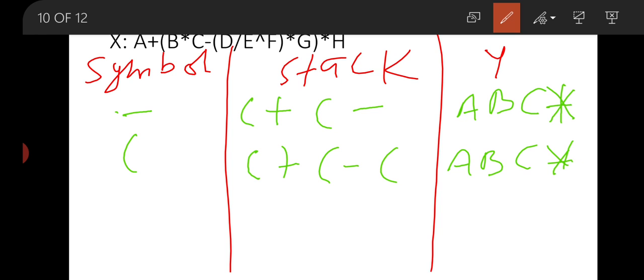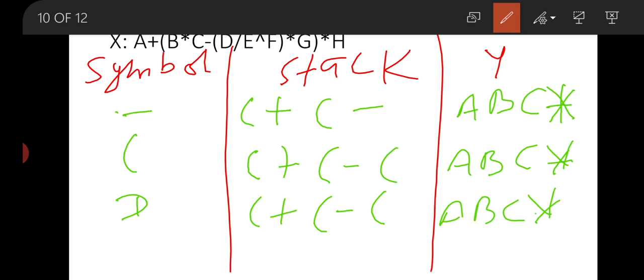Now again we are going to scan the symbol. Then we got D. When we get an operand, we have to add it to Y. Then we have ABC multiplied by D, because in the case of an operand it is directly added to the Y expression.